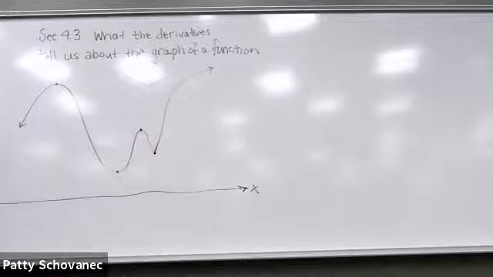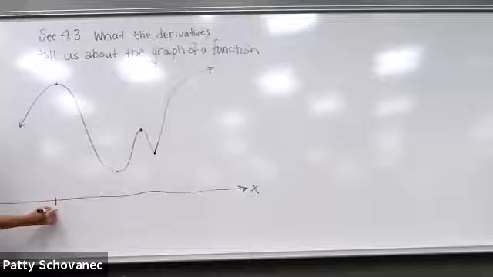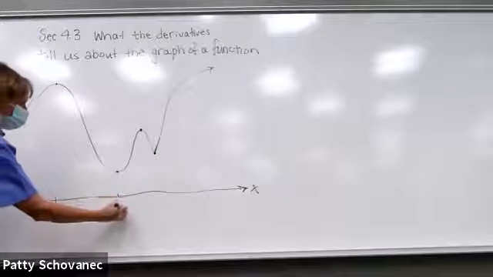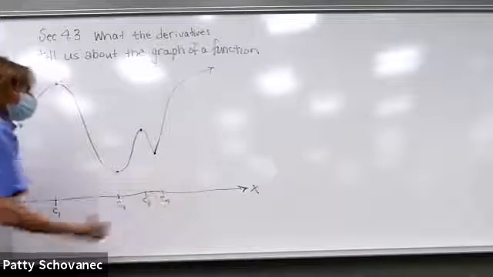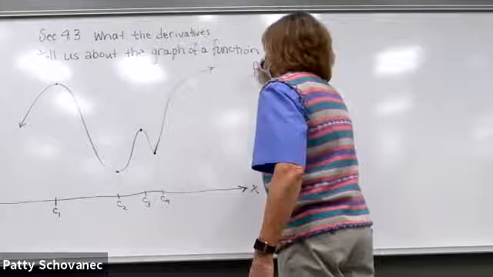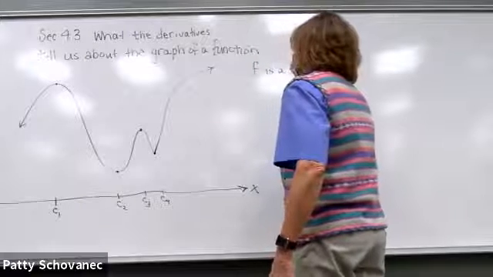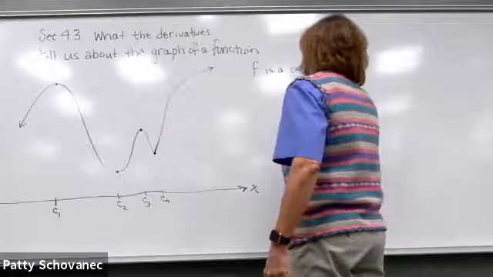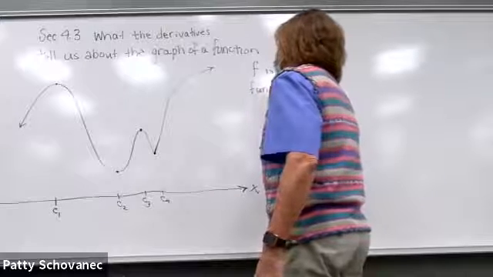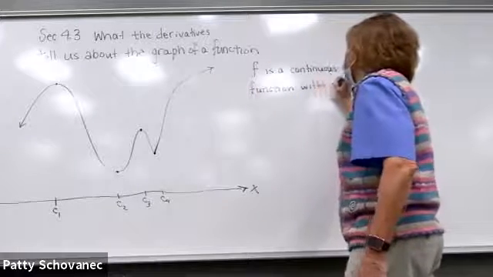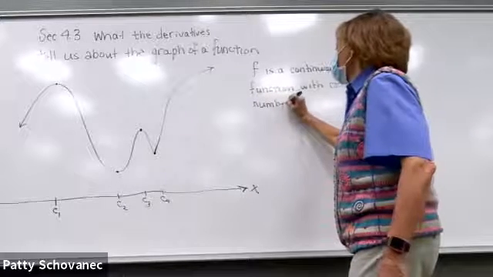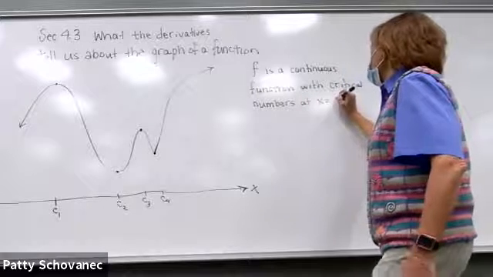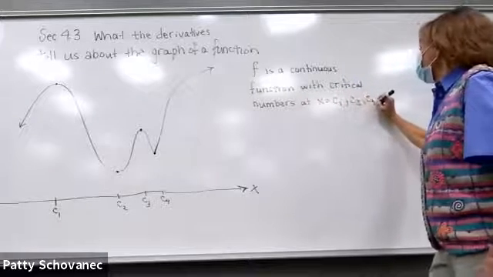Those are the points that we classify as critical numbers. Remember from the other section? So I'm going to label them as C1, C2, C3, and C4. So notice that this function f is a continuous function with critical numbers at x is C1, C2, C3, C4.